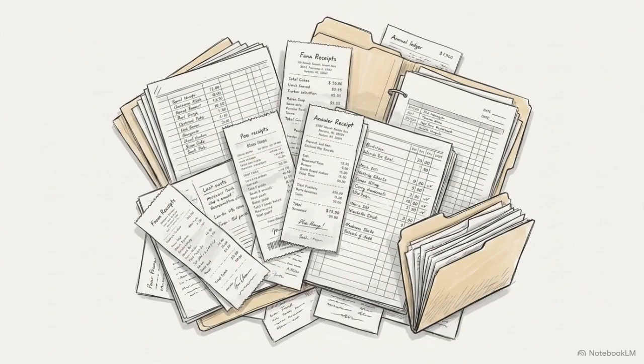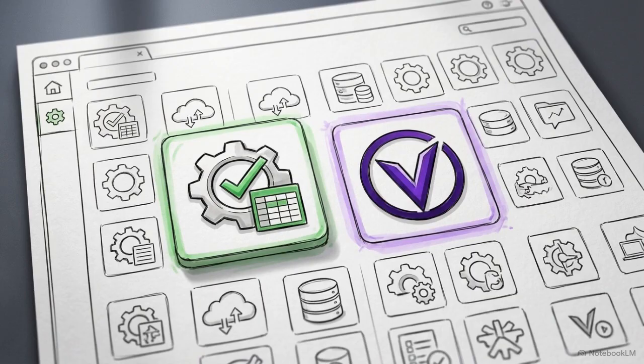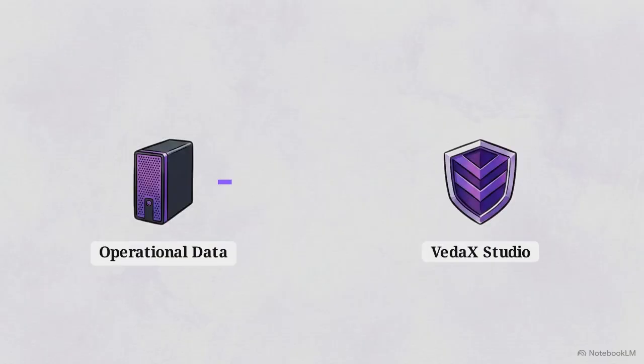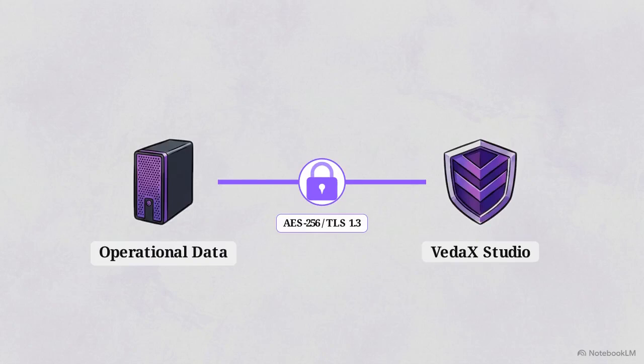Step 1 is getting your data into the system. From the VedaX desktop interface, navigate to the connection menu and select your integration, like Google Sheets or Shopify. You will be prompted to log in to your chosen service. This authenticates your account and establishes a secure link between your daily operations and VedaX Studio.